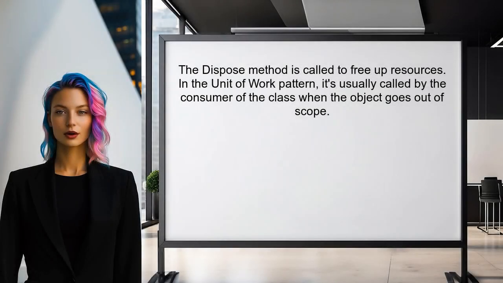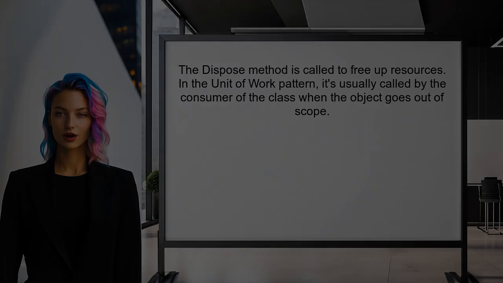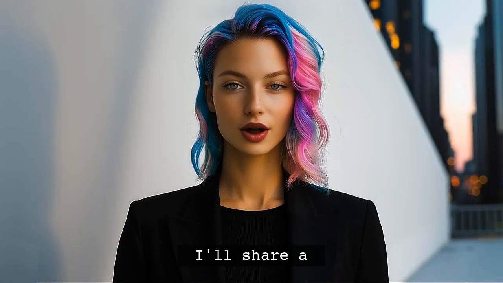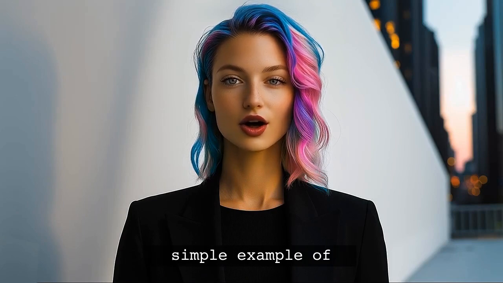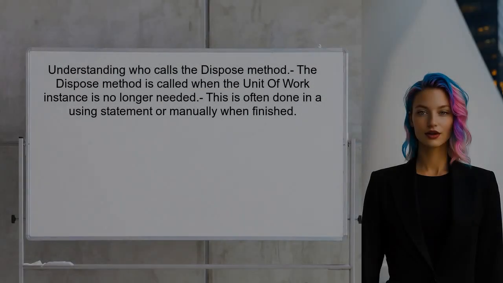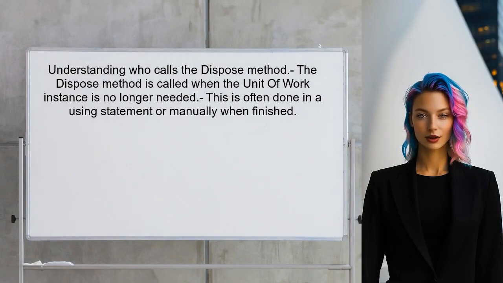The dispose method is typically called when you want to free up resources that your application no longer needs. In the context of the unit of work pattern, it's often called by the consumer of the class, usually when the object goes out of scope or is no longer needed. And stay tuned. At the end of this video, I'll share a simple example that will clarify how to use the dispose method effectively. To understand who calls the dispose method, we need to look at the implementation of the unit of work pattern.